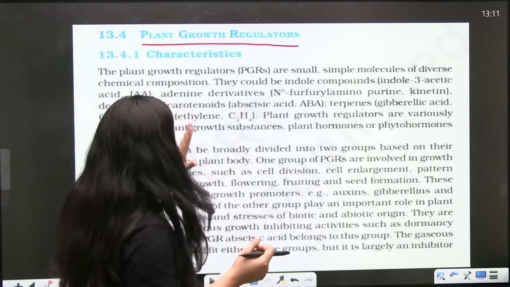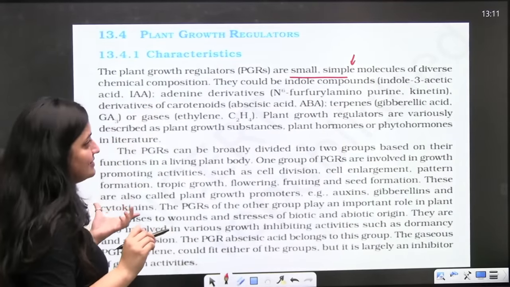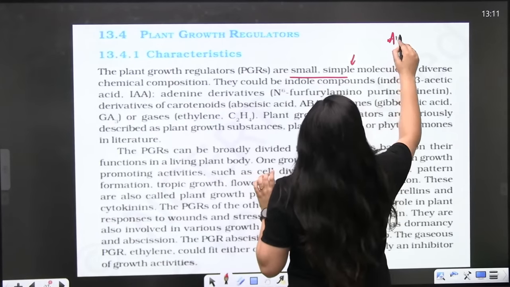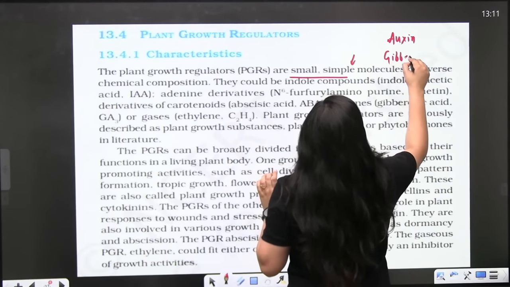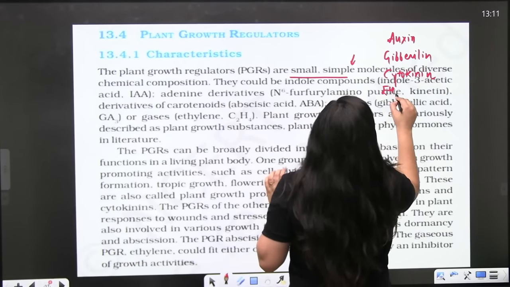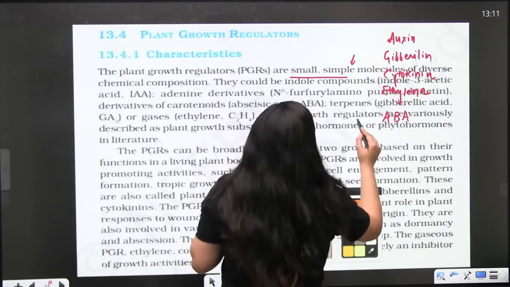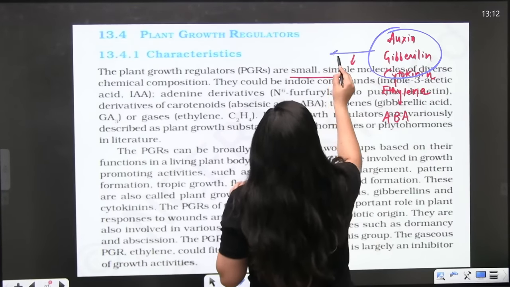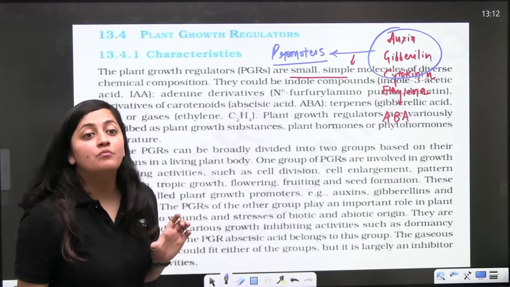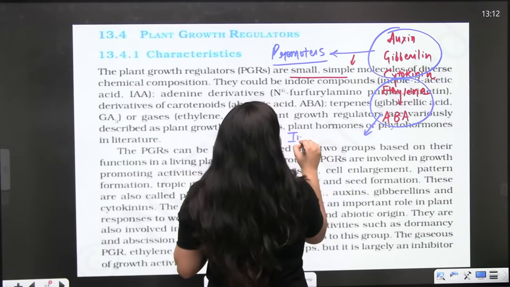So we have the PGRs here, which are very small, simple molecules produced in very less quantity, bache. So these plant growth regulators are going to help. You know the names also: the auxin, the gibberellin, the cytokinin, the ethylene, and then comes the ABA, abscisic acid. Out of these, auxin, gibberellin and cytokinin are the promoters. They are going to promote the growth. But ethylene and ABA are the inhibitors, right?